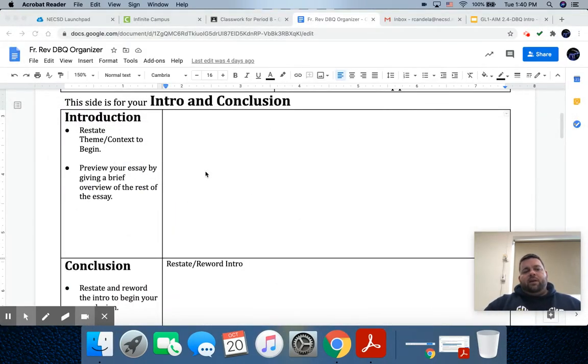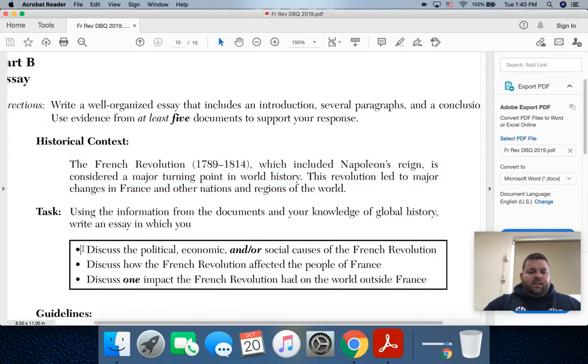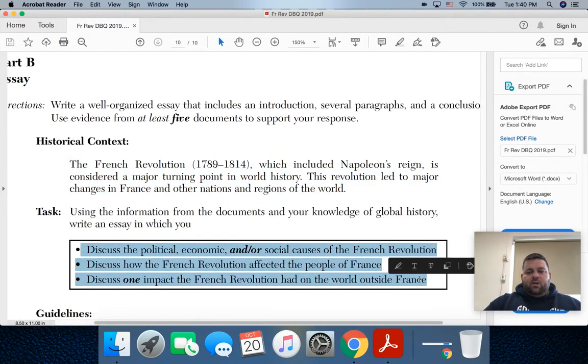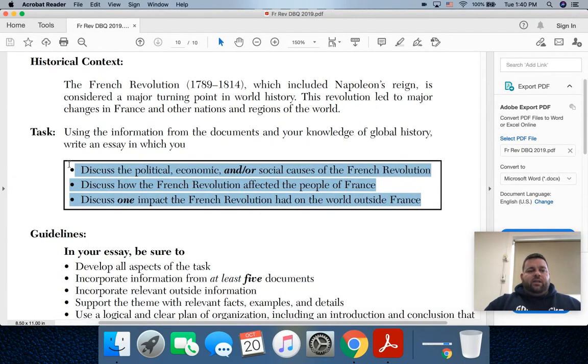You're also going to want to explain to the reader what they're going to read about, previewing your essay by giving a brief overview of the rest of the essay. In the task page, it tells us the different things that we need to be talking about in the essay. So this is a good place to start with regard to previewing the rest of the essay.